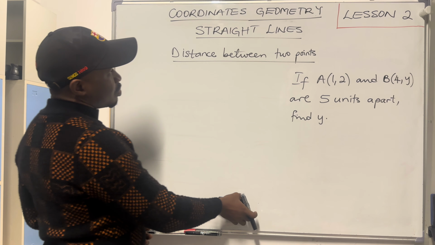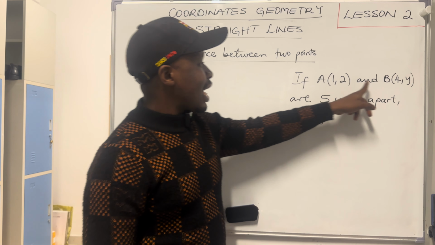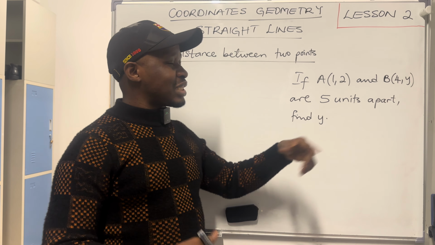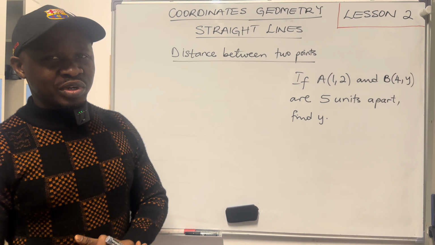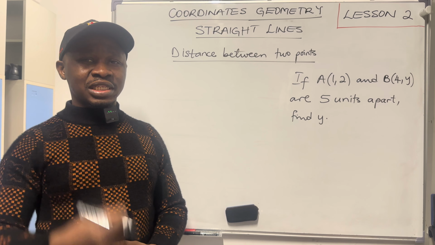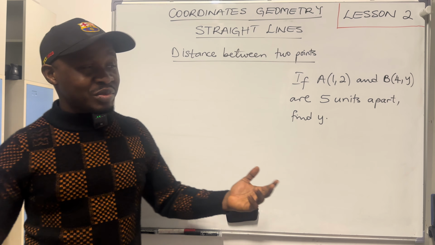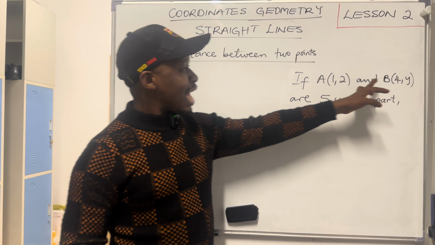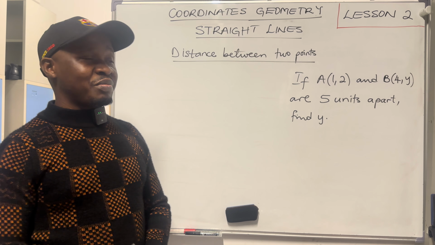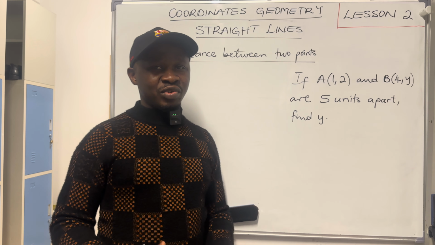Okay, so for lesson two, the problem says given 2 points A and B, and these 2 points A and B are 5 meters apart. So, what do you understand by 5 meters apart? 5 meters apart simply tells you that the distance between A and B is 5 units. Sorry, not meters, units. Points A and B are 5 units apart. 5 units apart simply tells you that the distance between A and B is 5 units.